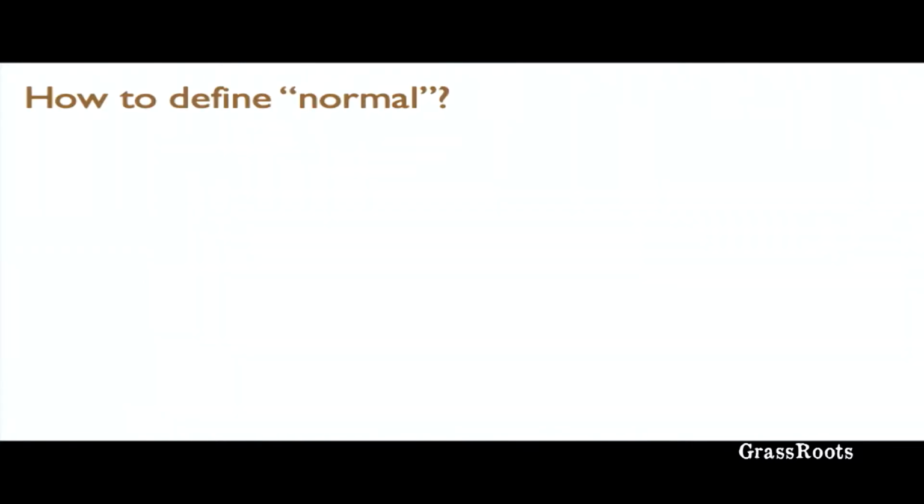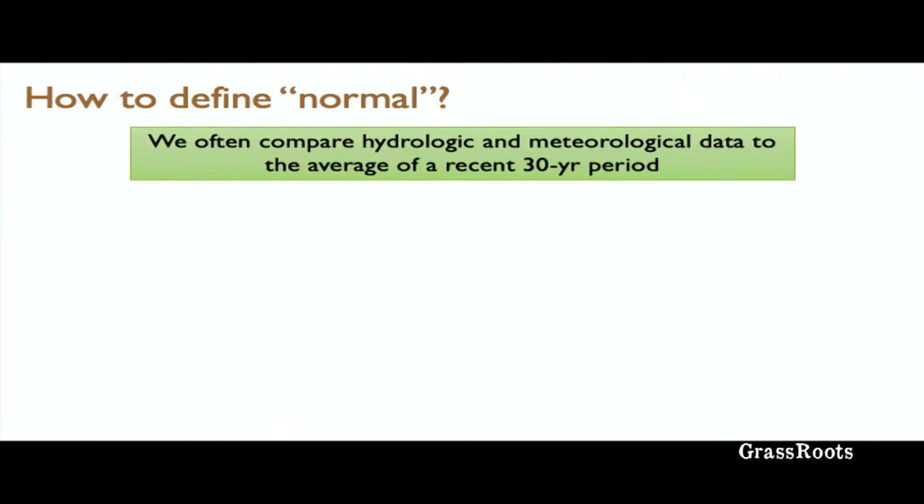The other piece, whenever we talk about climate and hydrology, we often are comparing what's happening to what we call normal. And so one of the big questions is, of course, what is normal? In the climate world, in the weather world, we often compare what's happening now to what happened over the average of a 30-year period.